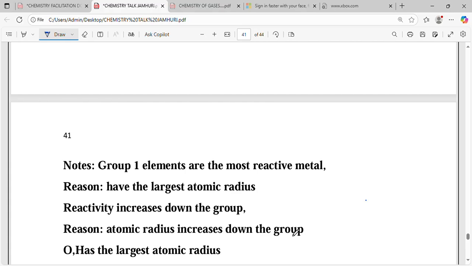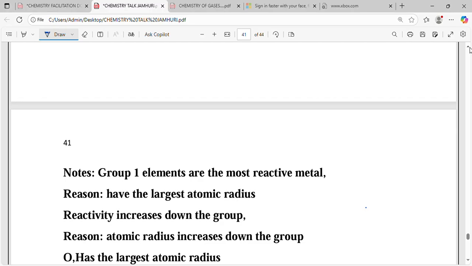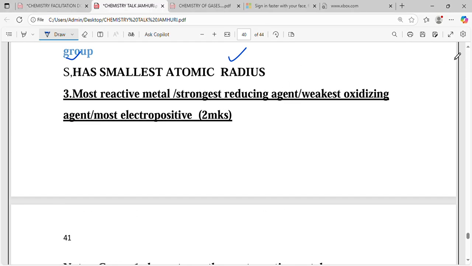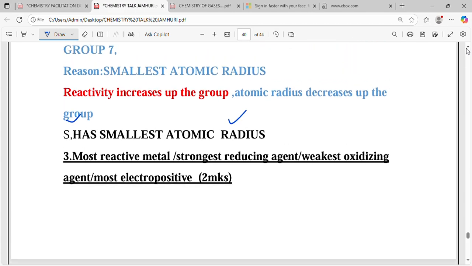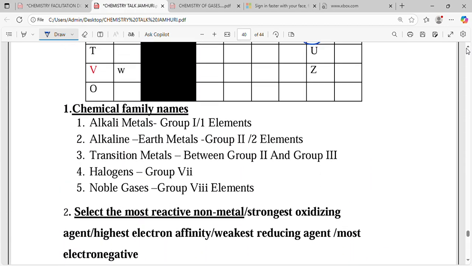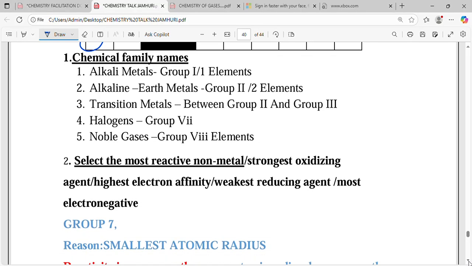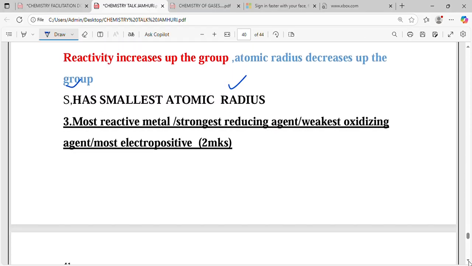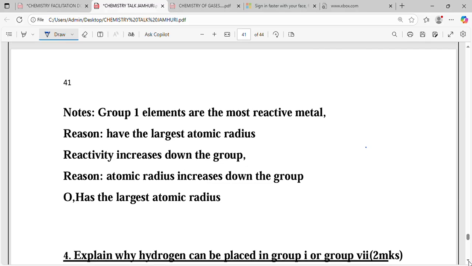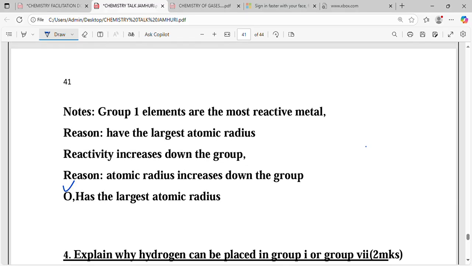So if you're asked the most reactive metal, you come to the periodic table. Check group 1, the one which is the lowest. In this case it is O. O is the most reactive metal because it has the largest atomic radius. So the answer is O, reason largest atomic radius.